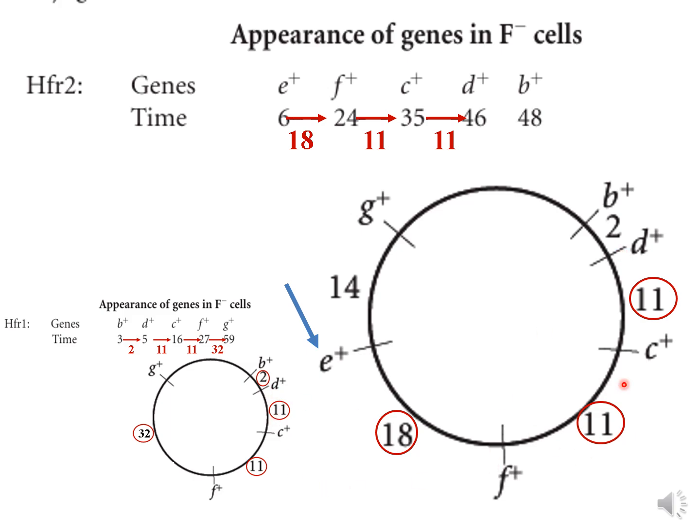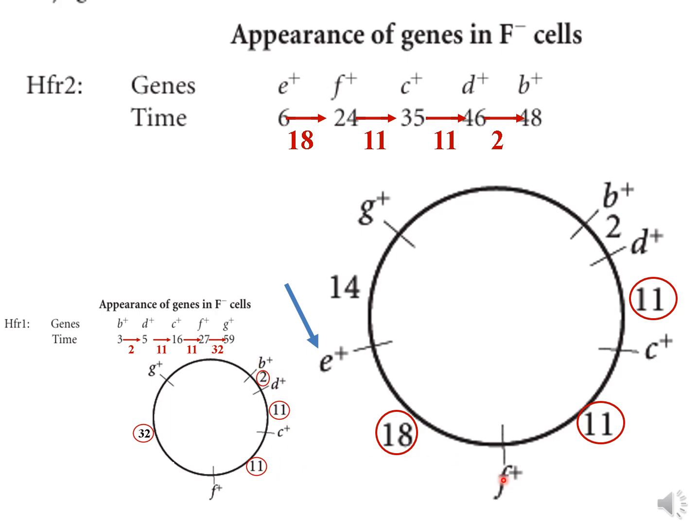तो इसका मतलब है ये पोजीशनिंग हमारी बिल्कुल ठीक है. F to C, F to D, and then when we calculate between D and B, we will get 2, which is exactly similar to the HFR1 data. So F, C, D, and B, whether we look at them from this direction, जैसे कि HFR1 में था, B to D, D to C and C to F, the distances between the genes are 2, 11, 11.